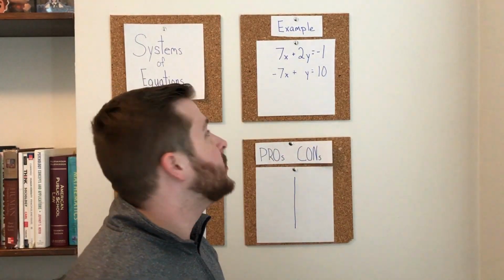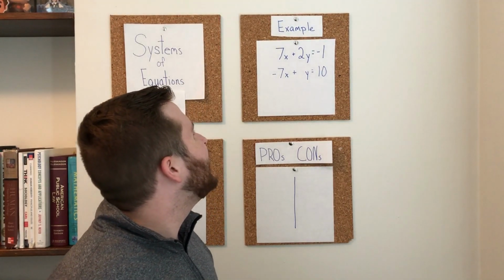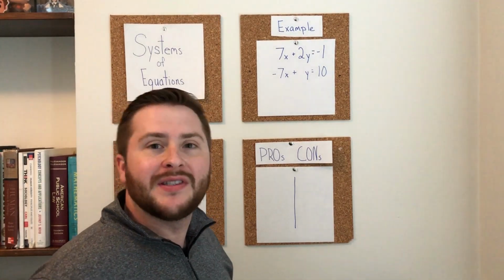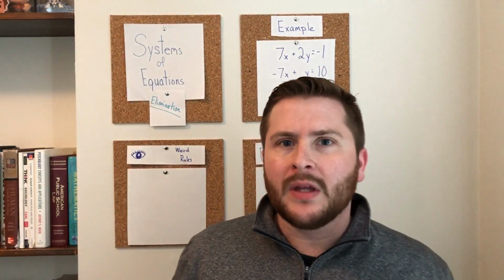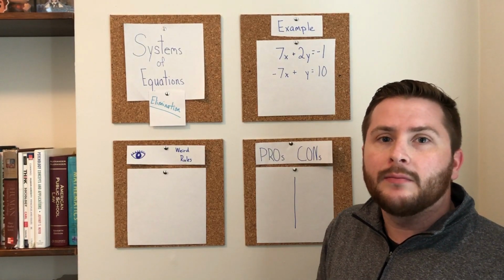Here are our two equations. We have 7x plus 2y equals -1, and the second one is -7x plus y equals 10. There might be something you notice about this problem. Both of these equations are not in slope-intercept form.